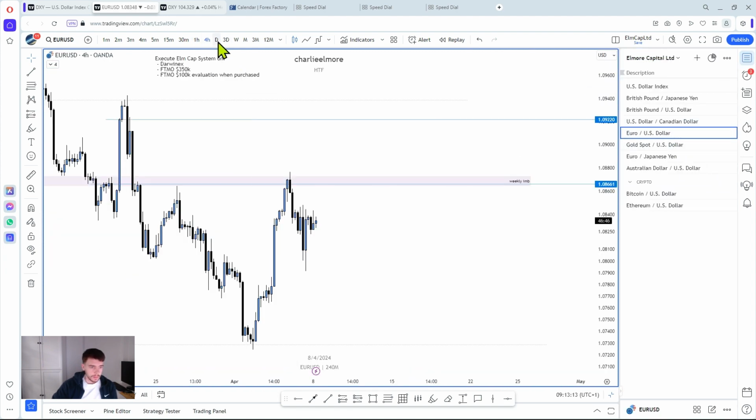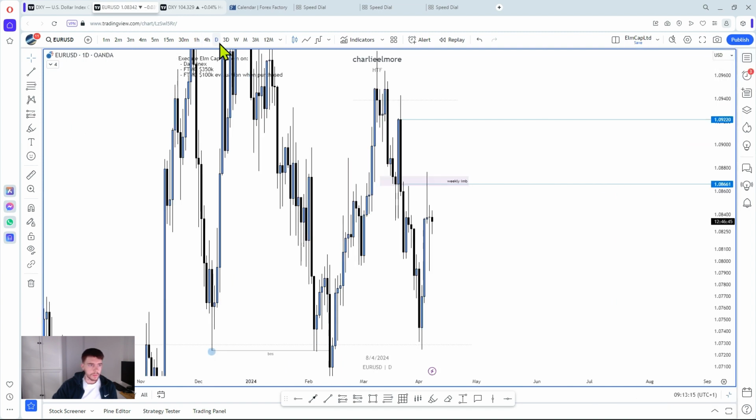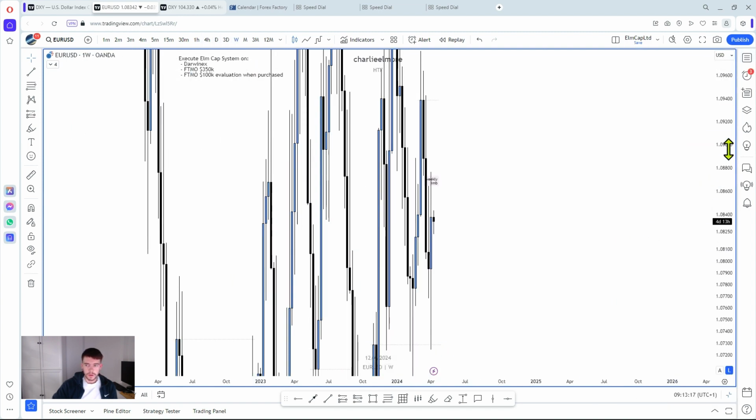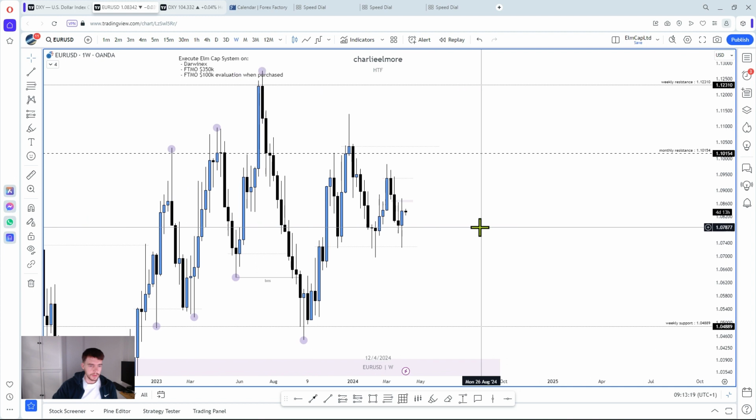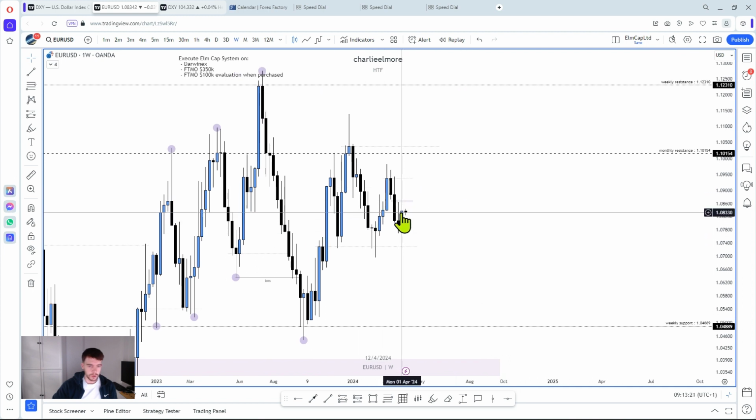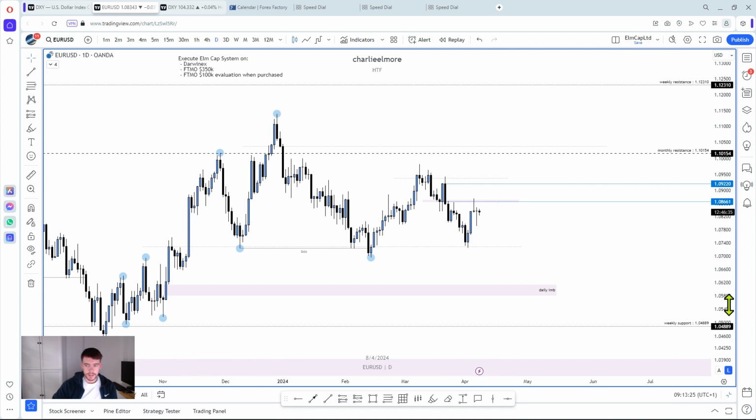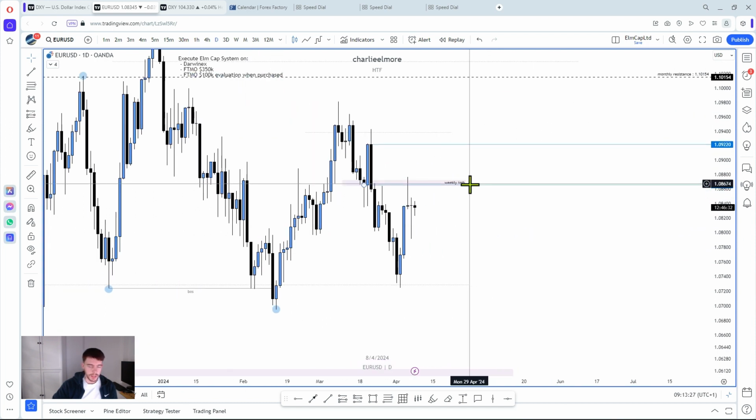Euro dollar. Let's go to the weekly a minute. Euro dollar, another weekly candle closure. Bullish closure, sorry. Daily, similar to GU, we came and tapped an imbalance, but this was a weekly imbalance on this pair. So we filled that.